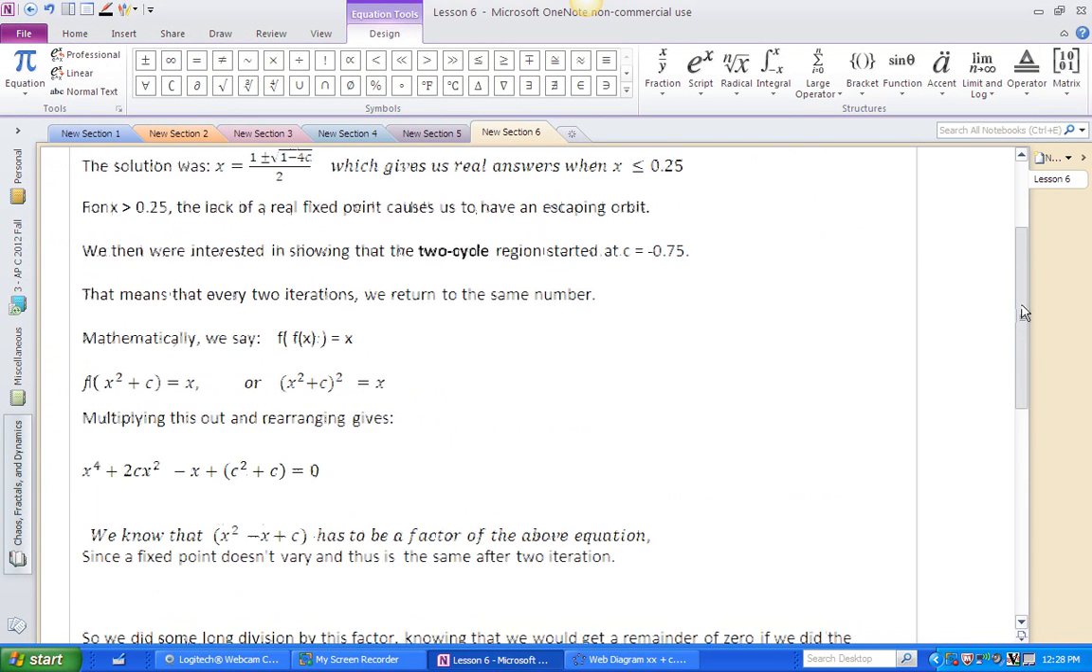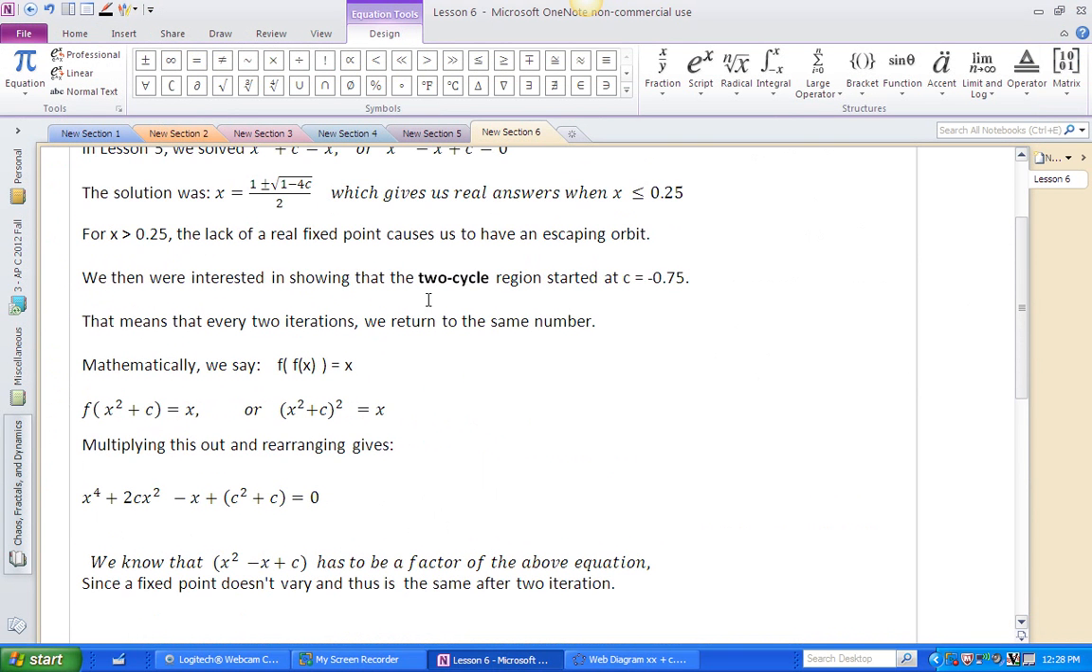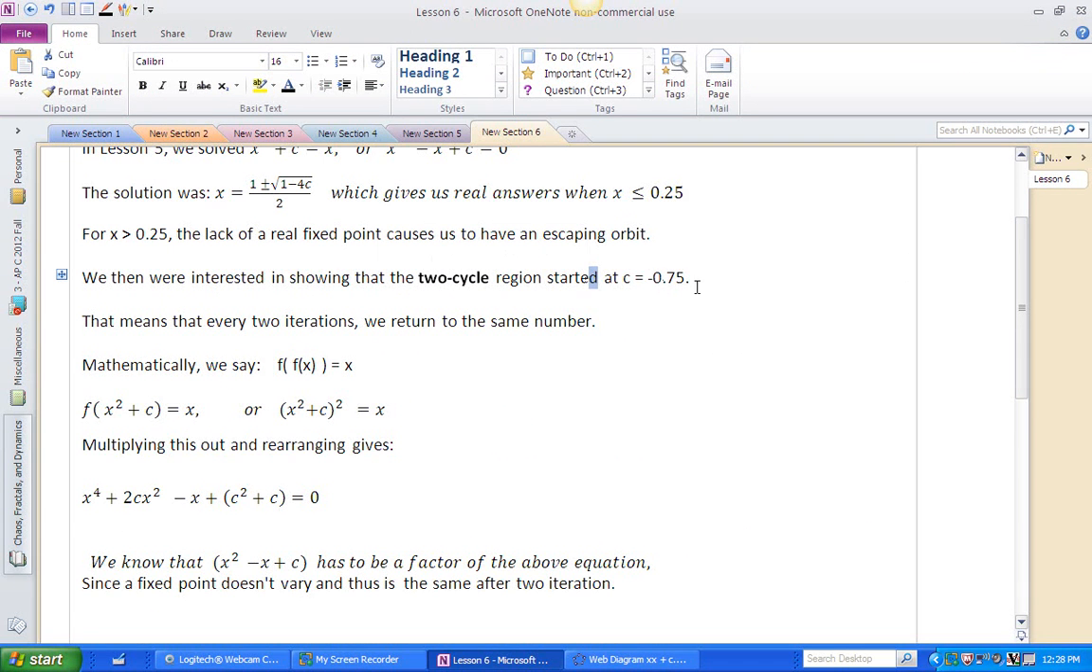Here we are. So we were interested in showing the 2 cycle region, and we wanted to show that it started at negative 0.75, which would mean every 2 iterations you get back to the same number. If you start with x, apply the function, and apply it again, you get back x, and that's stated mathematically right here. Then we plugged in x squared plus c for x, and when you apply f to x squared plus c, you get this. We multiplied the whole thing out, rearranged, and got down here with this x to the 4th.